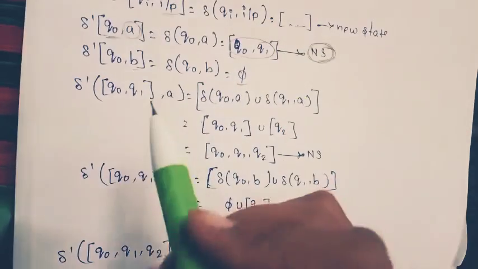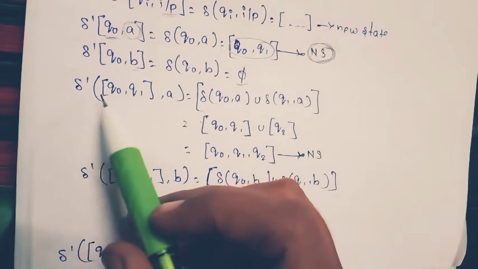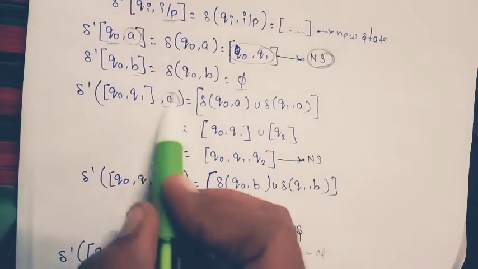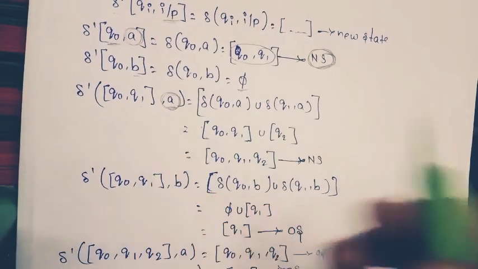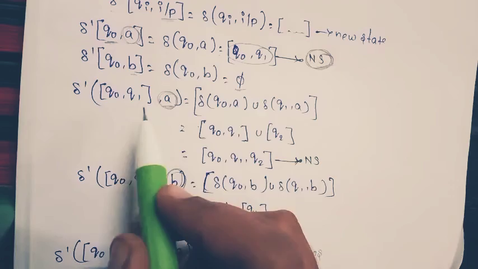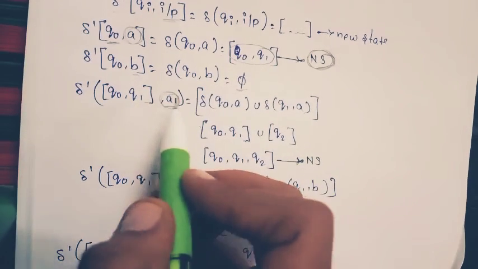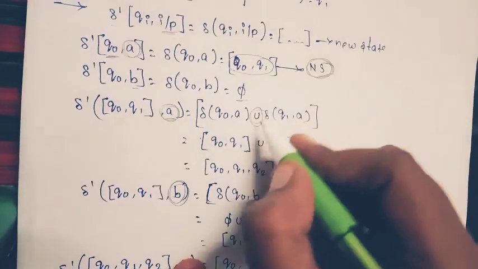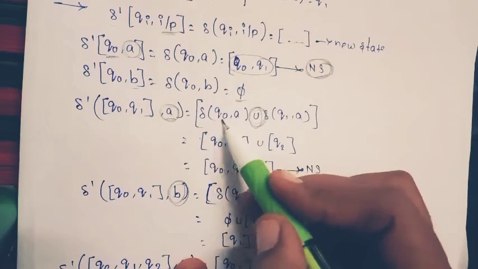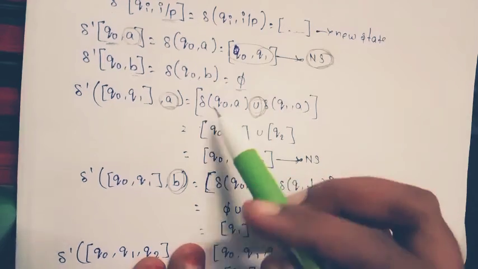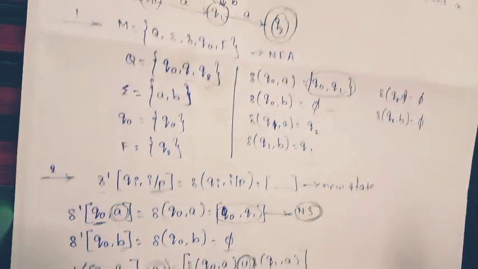See here, delta of Q0 Q1 comma the input symbol. First of all, I am computing with A and then again with B here. See guys, in my previous video I already told that if we get more than one state, we need to use a union symbol to combine the states, to combine both states. Here delta of Q0 comma A is the value Q0 comma Q1.